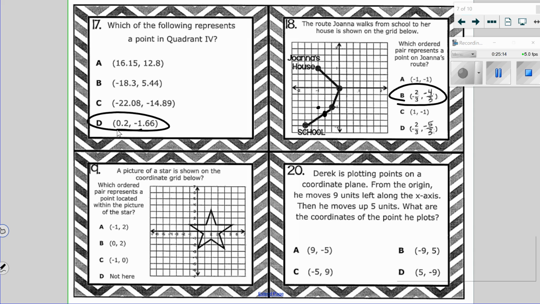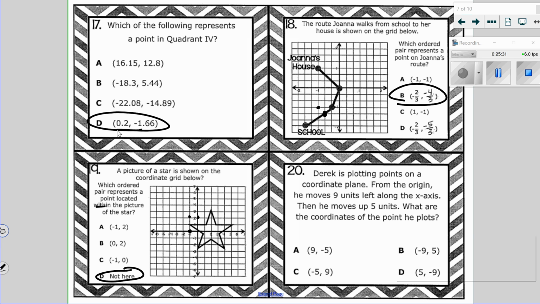Which one is on the star or located within the picture? Negative 1, 2, that's too high. 0, 2, that's too high. Negative 1, 0 puts me right here. That's outside of it, so it's not any of those. Delta.